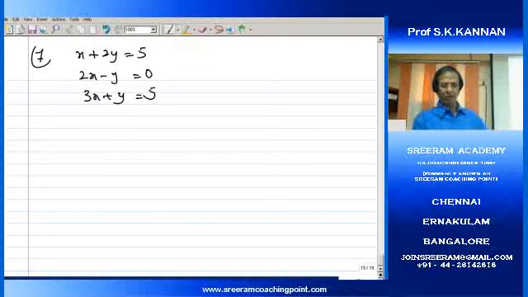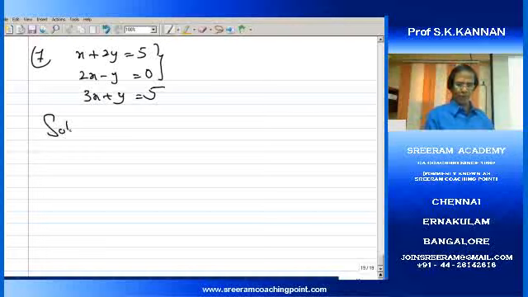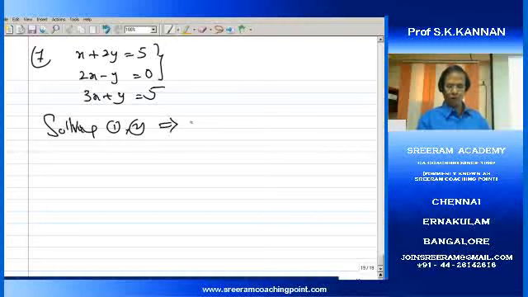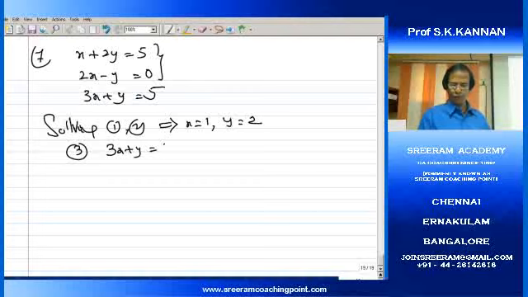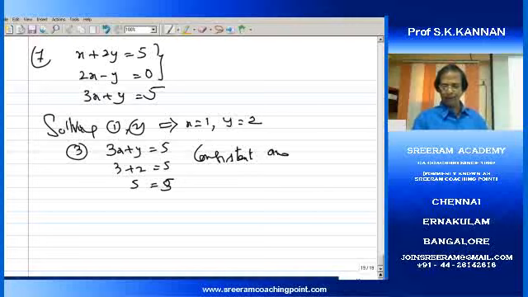Examine the consistency of the next question. Solve 1 and 2. If you solve, I get x equal to 1 and y equal to 2. Substitute the values in the third equation. The third equation is 3x plus y equal to 5. 3 plus 2 equal to 5. I get a true statement. So equations are consistent and will have a unique solution. Consistent and unique, only one solution.